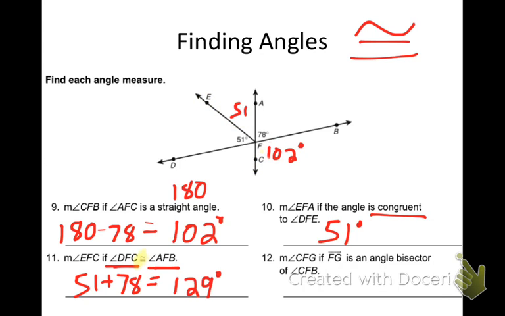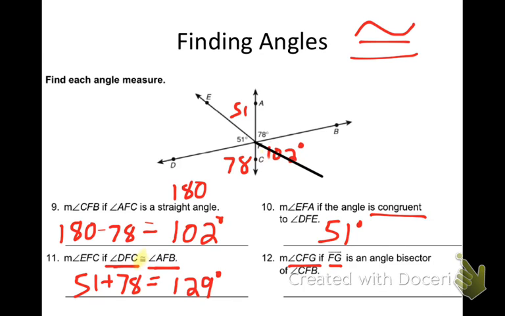So this one was what? 51, and that one was 78. Last question. It says measure of angle CFG if FG is an angle bisector of CFB. Now what's wrong with that one? There's no G, but what's it say FG is? FG is a what? Bisector of CFB.